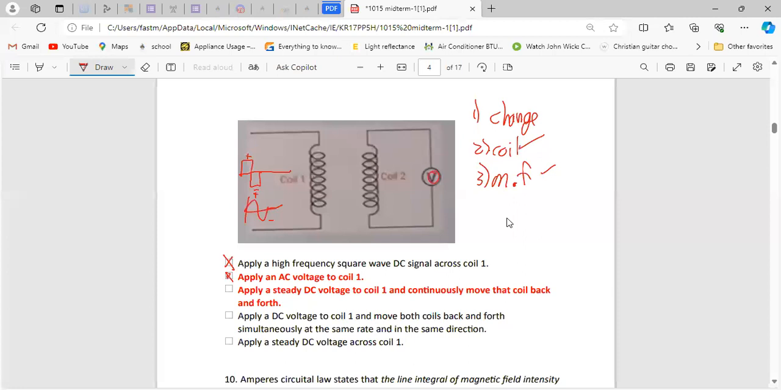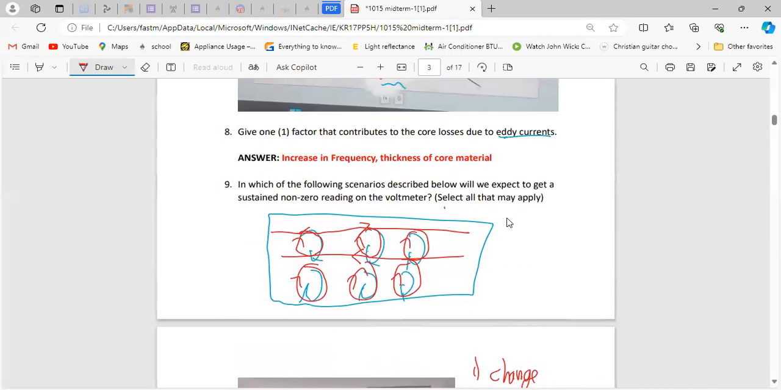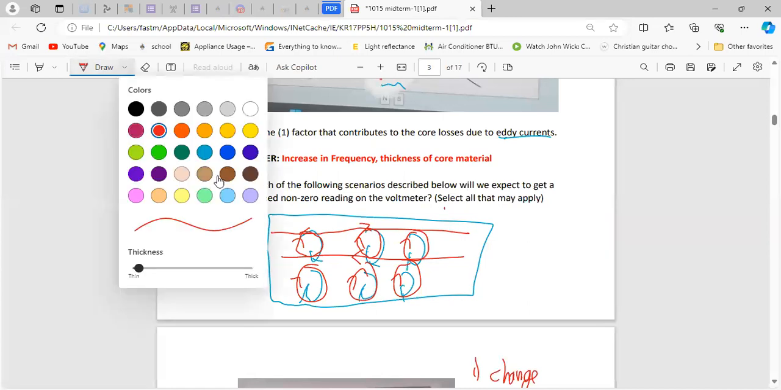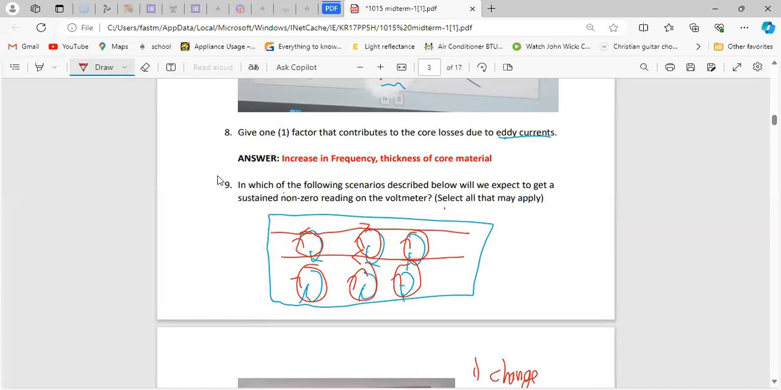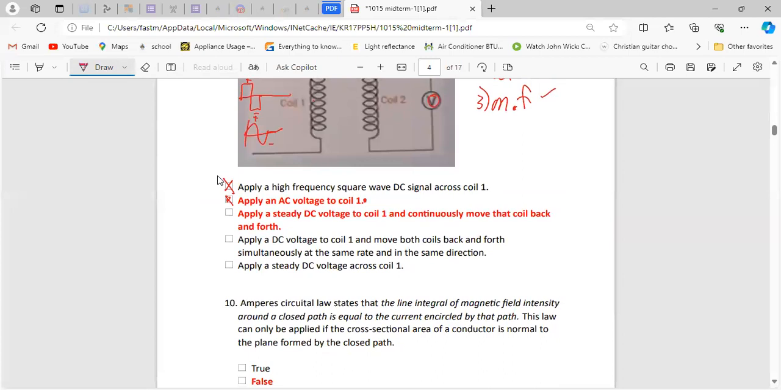Right, because that one will give you a sustained DC, a sustained voltage. Let me make sure I read the question properly. I think I'm misinterpreting the question. Okay, this is asking for a non-zero reading, meaning it is not zero. Basically asking which one will generate a voltage. All right, now I catch what I asked. So it is never zero, it's non-zero.